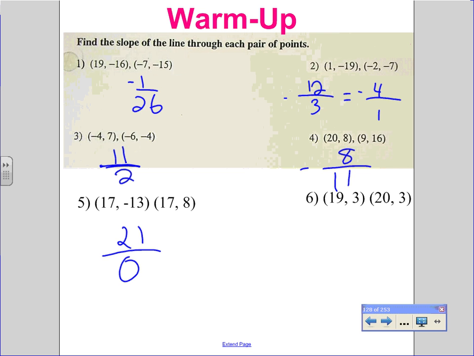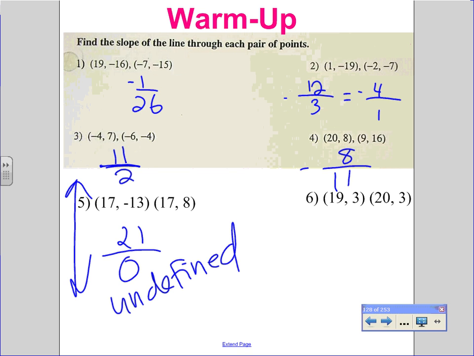Ray, what does that mean if 0 is on the bottom? Undefined. If your slope is undefined, what does the graph look like? Kevin? Good. It goes straight up and down, right? It's a vertical line. I like to use the analogy of, can you walk up a wall? Yes. No. You cannot walk up.